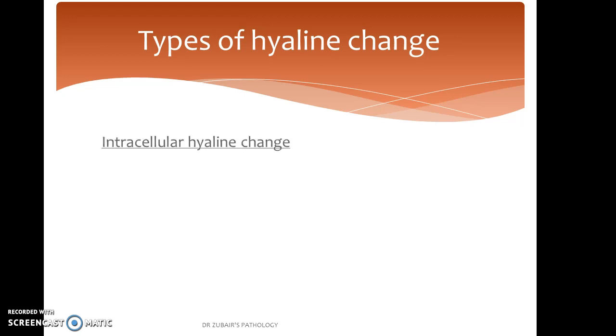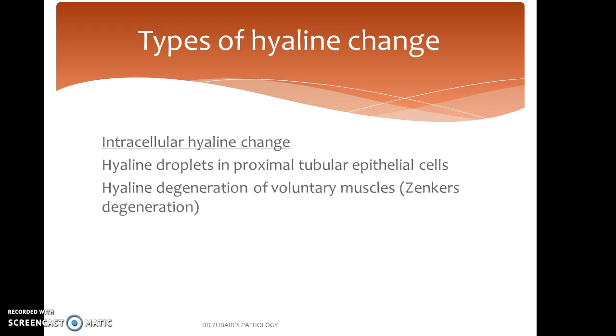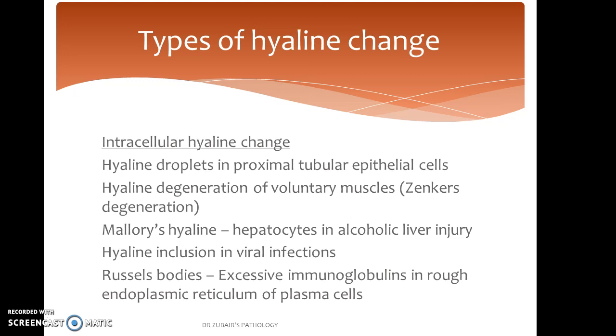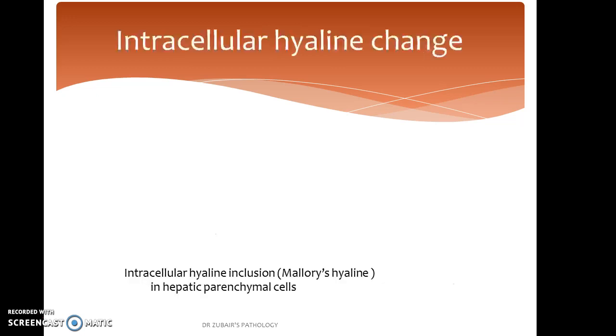What are the types of hyaline change? Intracellular hyaline change: hyaline droplets in proximal tubular epithelial cells, hyaline degeneration of voluntary muscle, Zenker's degeneration seen in infectious diseases, Mallory's hyaline inclusion seen in hepatocytes in alcoholic liver injury, hyaline inclusion in viral infections, and Russell bodies, which is excessive immunoglobulin in rough endoplasmic reticulum of plasma cells.